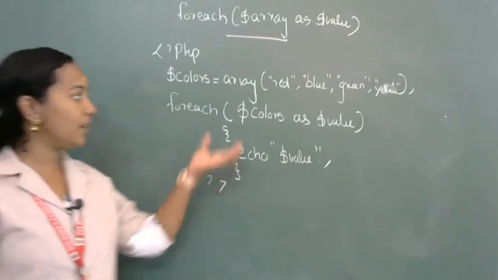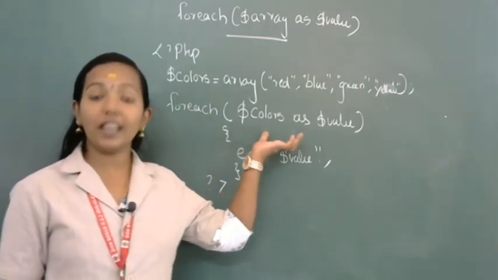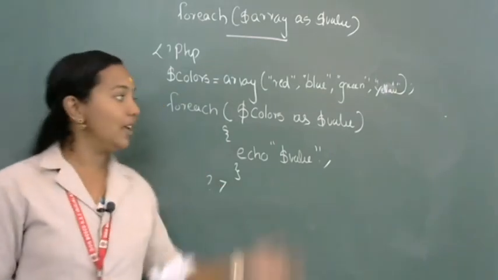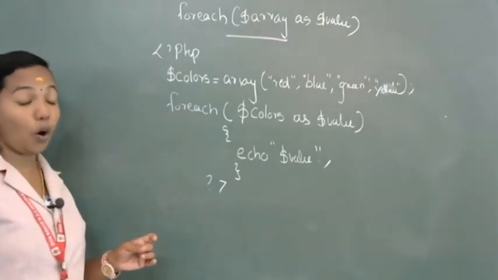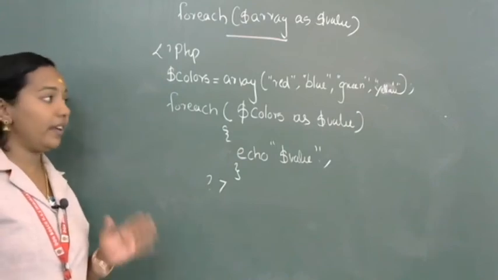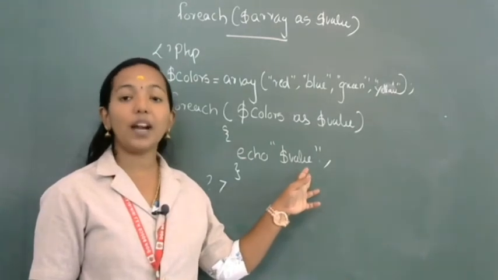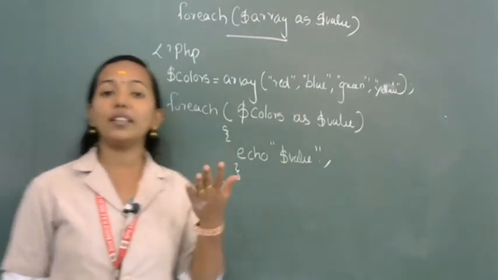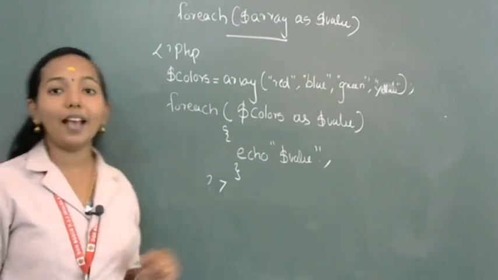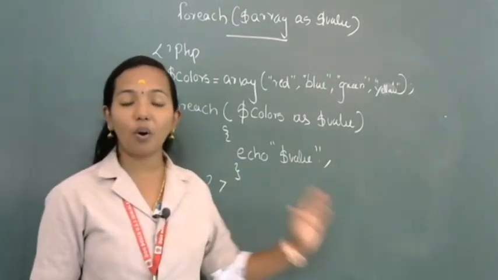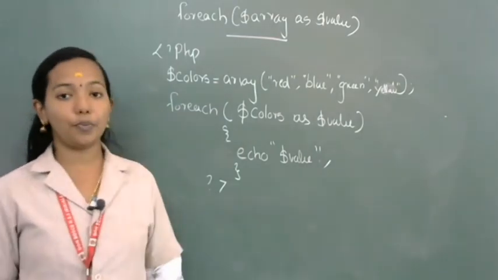But you want to include a statement in the foreach loop. What is it? $array_name as $values. So here, what is $array_name? $colors here is the array name, as $values. So when we write $value, what will happen? We will get all the array items. So what will be the output? Red, blue, green and yellow. All the values we will get as output.